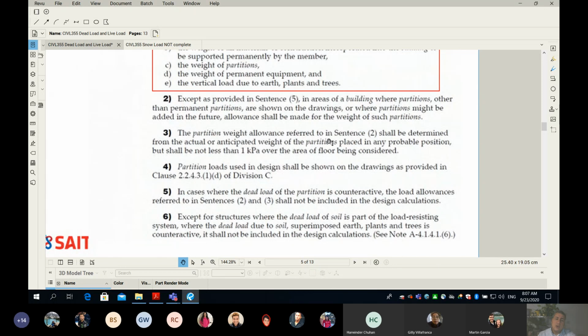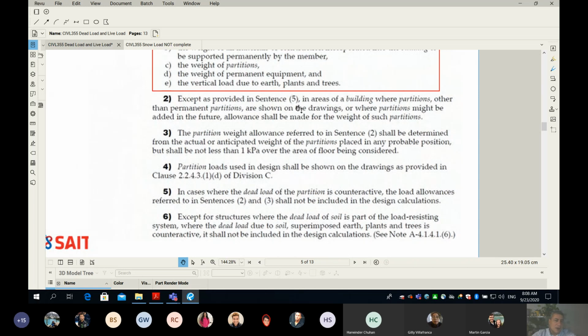Okay, so for statement number 2, it says except as provided in statement number 5. Reading the code is not really a straightforward process. It's tricky. One of the things that is tricky is that when you read a statement, you have to be very careful. For example, look at statement number 2. It starts with the word except, so it creates an exception.